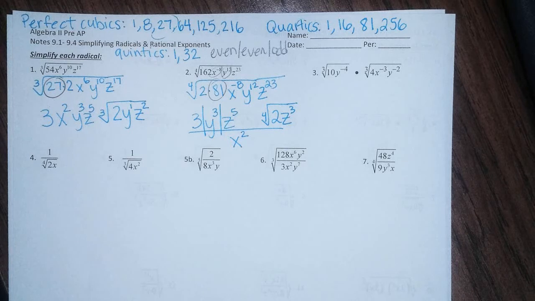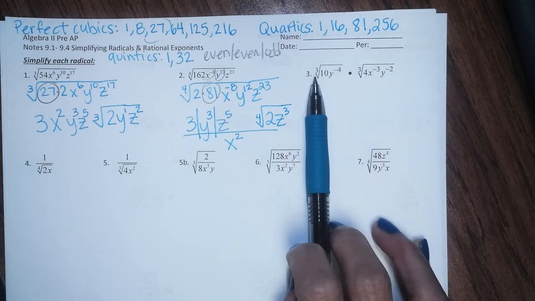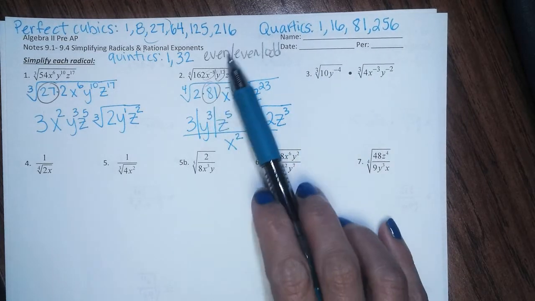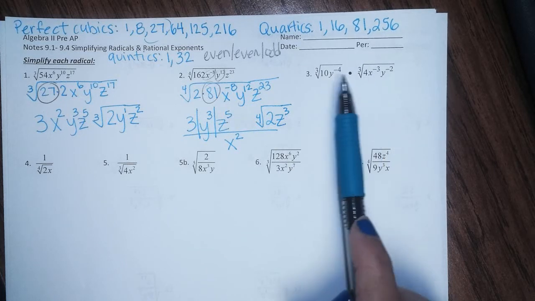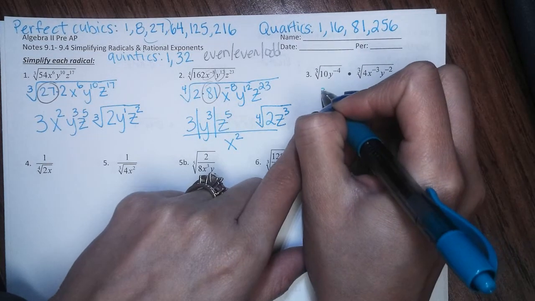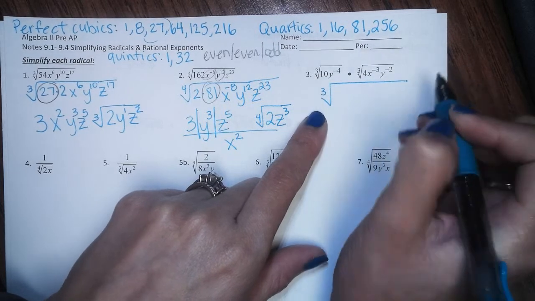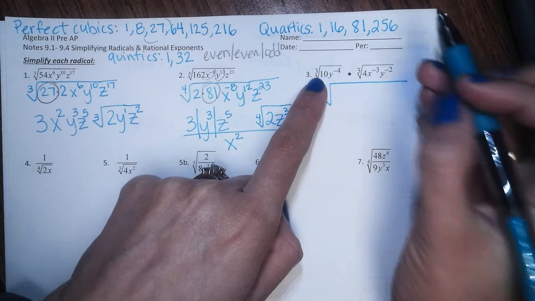All right, number 3. This one will not need the even, odd rule at all because these are cube roots, which are not even roots. So the way I would do that one, since they're both just a cube root and a cube root, we can just combine them into one single cube root. So I'm going to go ahead and combine these by multiplying them together. So 10 times 4 is 40.